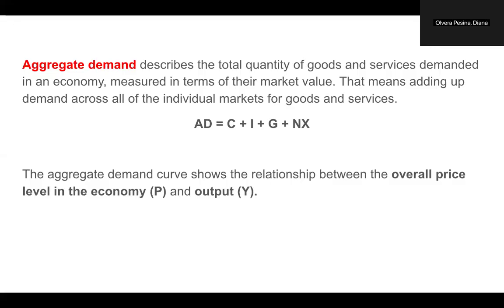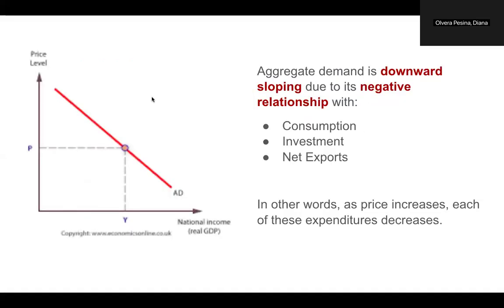And the aggregate demand curve is shown through the relationship between the price level in the economy and the output, or our real GDP. So as you can see here on the chart to our left, you'll see the price level on the left as compared to our national income, our real GDP, on the right. And our aggregate demand curve right here is downward sloping because it has a negative relationship with consumption, investment, and net exports. So, what does that mean? It means that as our price increases, the demand for these expenditures decreases.